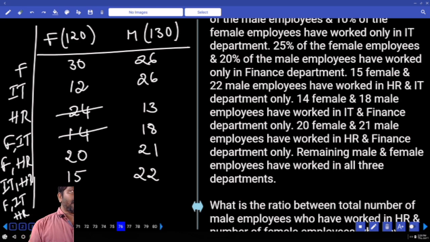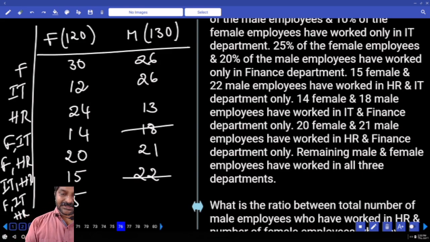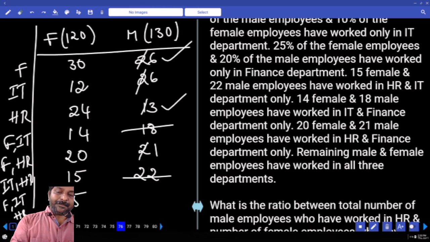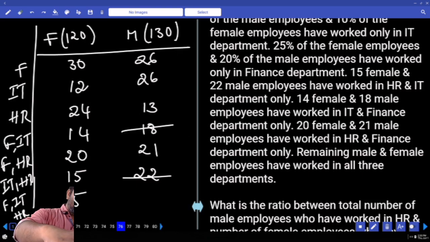14 plus 24, 38, 38 plus 12, 50, plus 50, 100, plus 15, and remaining 5 comes here. Sum of these two numbers, 40. Remember, 40, 20, 60, 10, 70, 20, 90, 20, 10. Remember, 4, 6 plus 3 plus 1, 1, 20. Leftover 6, 1, 20, 6. Remaining 4 comes in all.